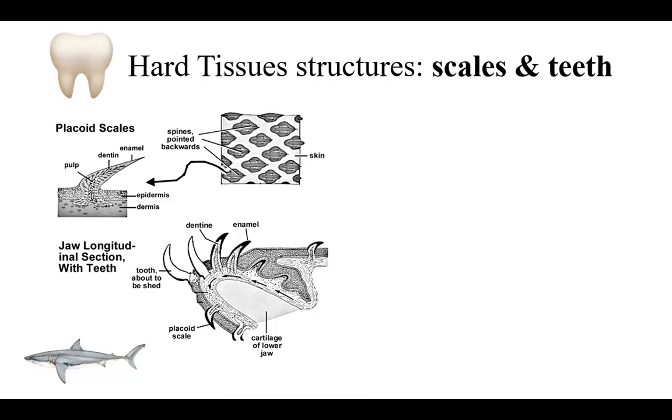So this is a placoid scale. This is the scale that you find sticking out of a shark. Does anybody know any facts or pieces of information at all about shark skin?